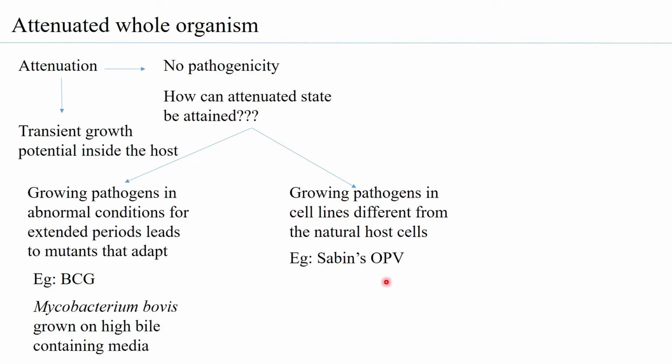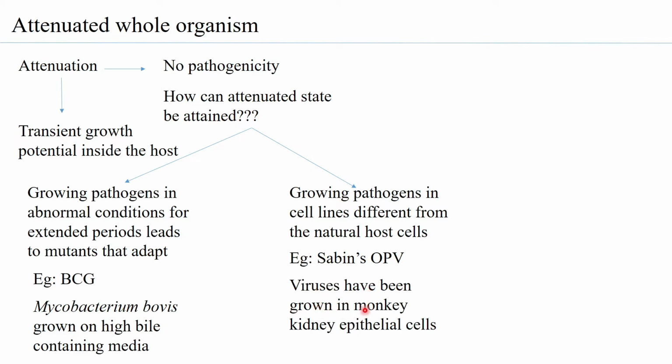Now for polio, generally the natural hosts are human beings. But suppose you grow the viruses in monkey kidney epithelial cells, then monkey kidney epithelial cells are not the natural host cells. So therefore, the viruses will have to adapt to grow in the monkey kidney epithelial cells. And in the process of adaptation, because of internal mutations, what can happen is that the viruses can become weak, or they can become less virulent, or they can become completely avirulent.